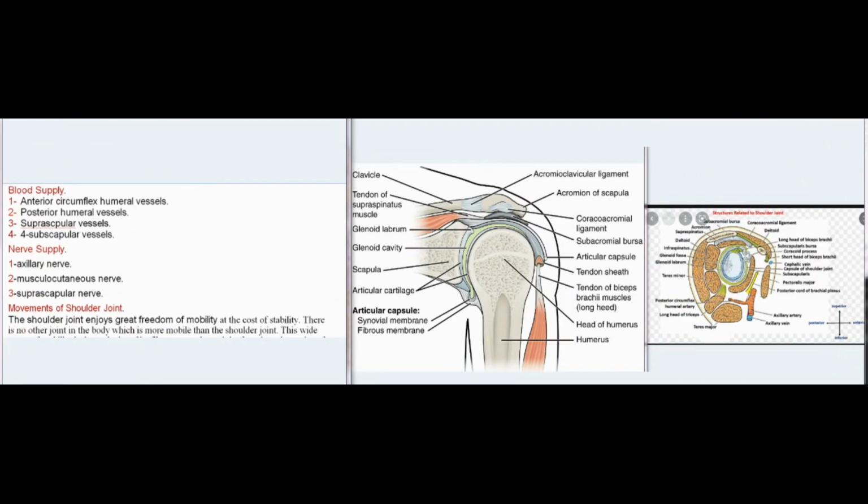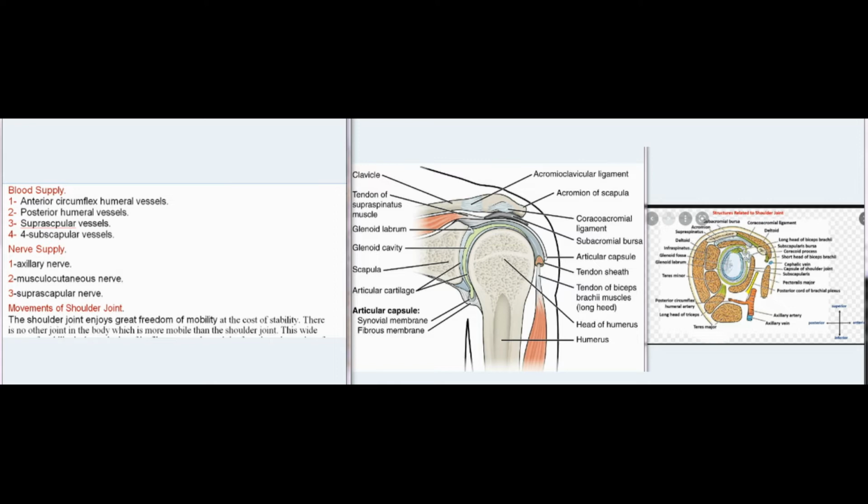Blood supply. 1. Anterior circumflex humeral vessels. 2. Posterior circumflex humeral vessels. 3. Suprascapular vessels. 4. Subscapular vessels. Nerve supply. 1. Axillary nerve. 2. Musculocutaneous nerve. 3. Suprascapular nerve. Movements of the shoulder joint.